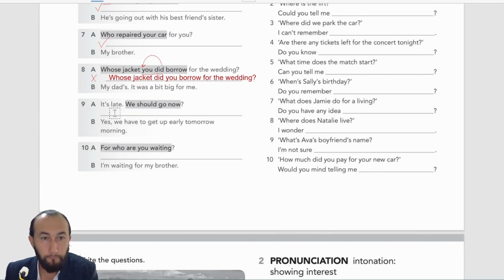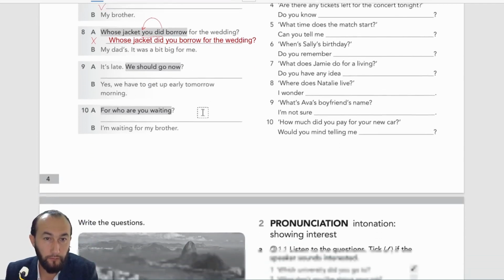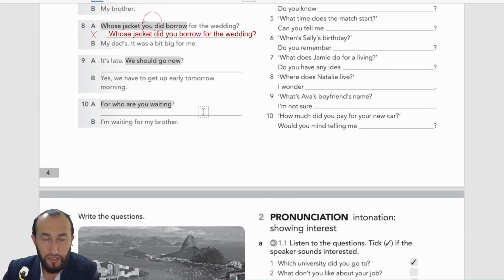So number 9, it's late, we should go now. We should go now, that's a proper sentence structure, right? And at the same time, we got a question mark. It doesn't work like that, guys. So, should we go now? We're going to put should before the subject to make it a question sentence. So we're going to put a cross. This is wrong. And the right one is, should we go now? Yes, we had to get up early tomorrow morning.